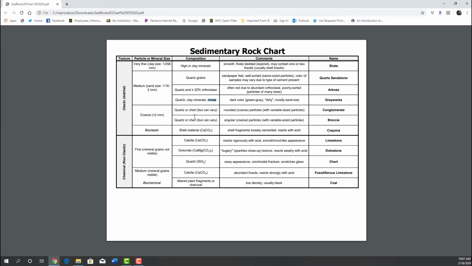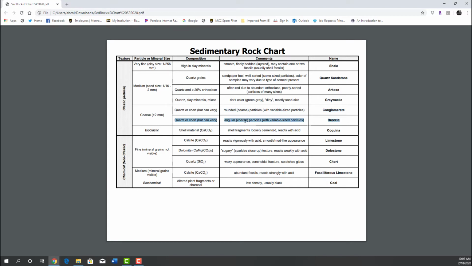When you're looking at your coarse grain rocks, they can vary tremendously in their composition. The two coarse grain rocks that are clastic are called conglomerate and breccia. Basically, anytime you have a poorly sorted rock and it is coarse grained, if you have rounded particles, it will be a conglomerate. It doesn't matter what those particles are really made of. It can be any sort of rounded mineral that gets cemented together and it'll be turned into a conglomerate.